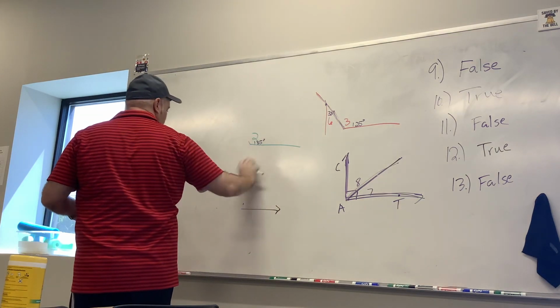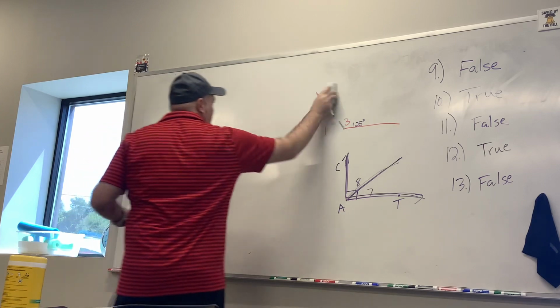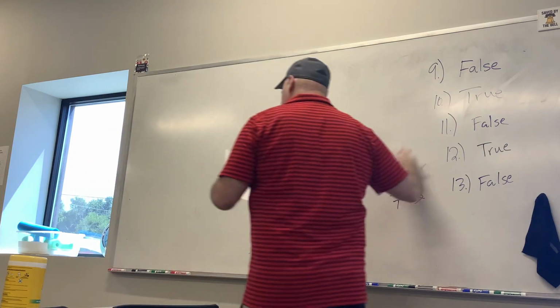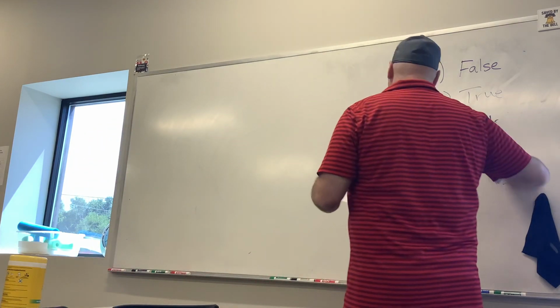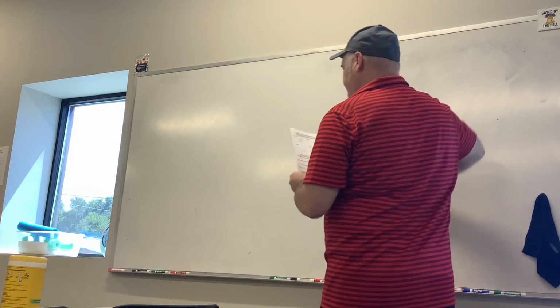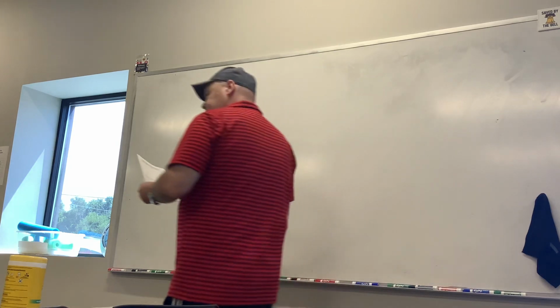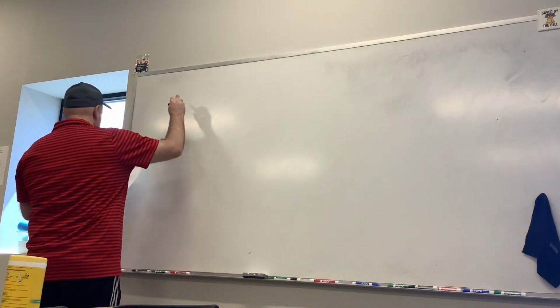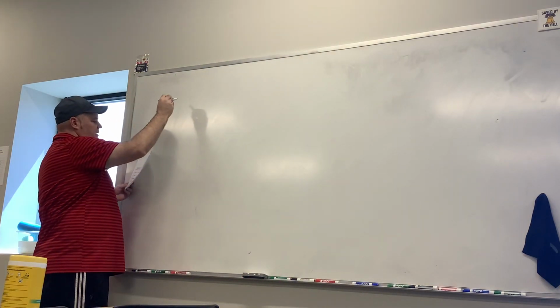Okay, now 14 through 19 is the same thing. You're doing the same thing. You're determining if they're linear pair, adjacent, or neither. So we're gonna label these either adjacent, linear pair, neither, or both.